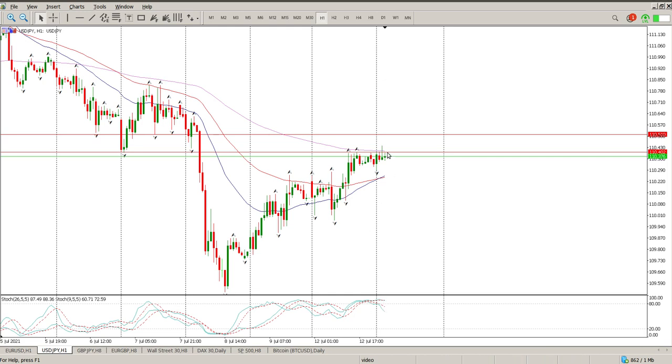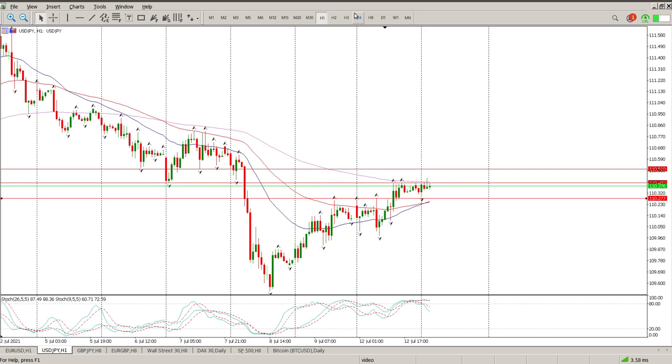Now, this level is critical. 110.400. We need to reject it properly. And the nice thing about this is the rejection is fairly close. So we need a break and retest of 110.277 for a move to the downside. That'll be a continuation of the bigger trend.